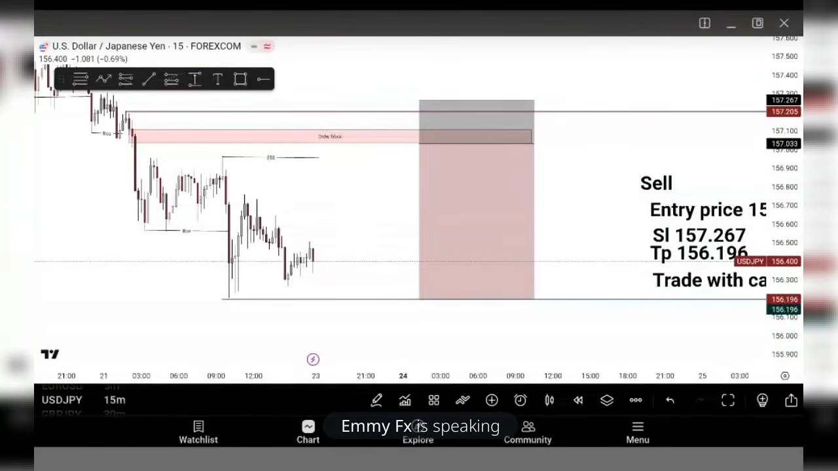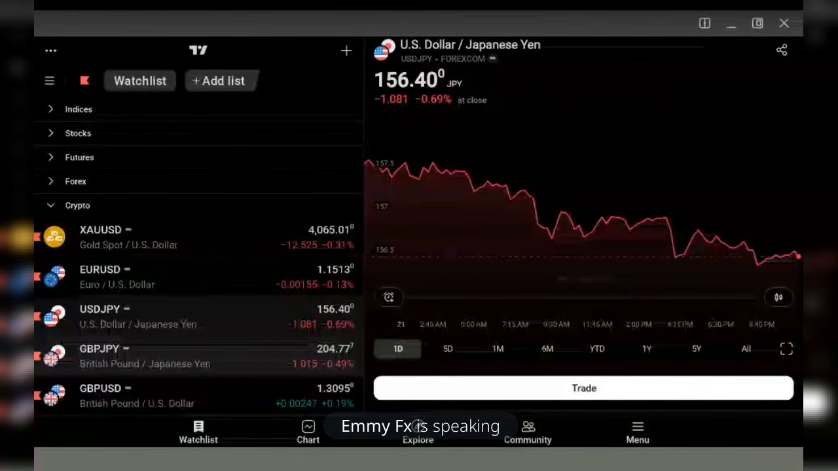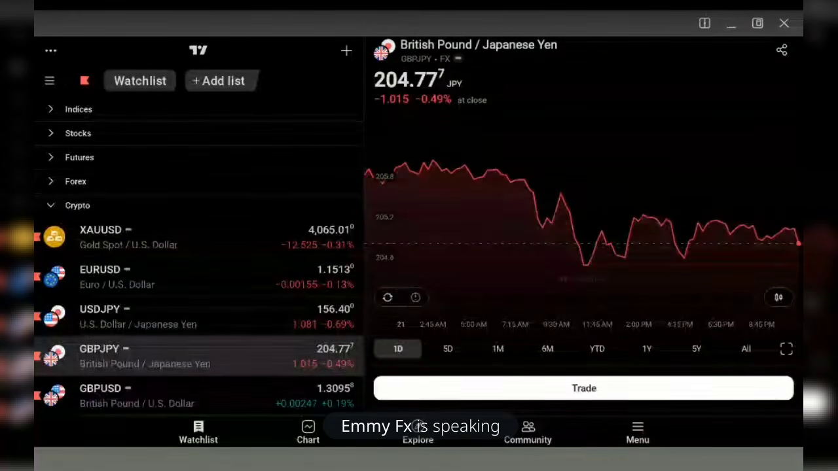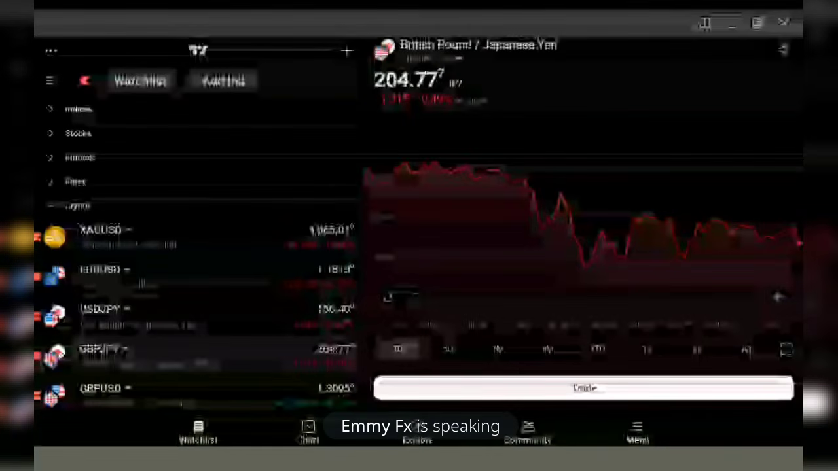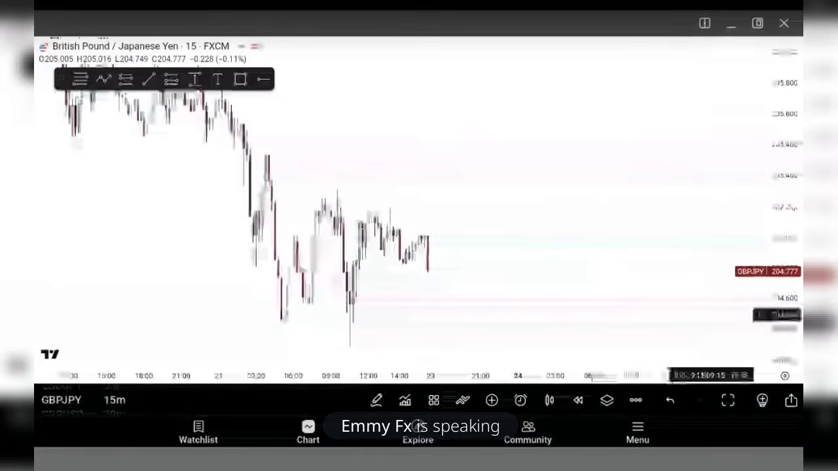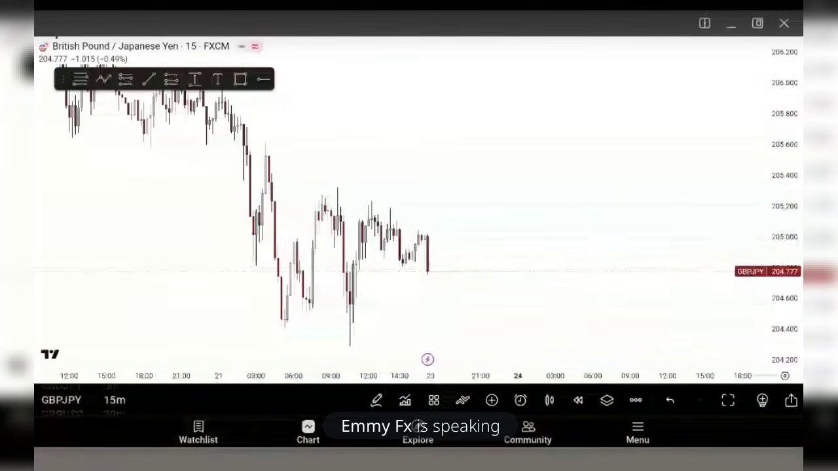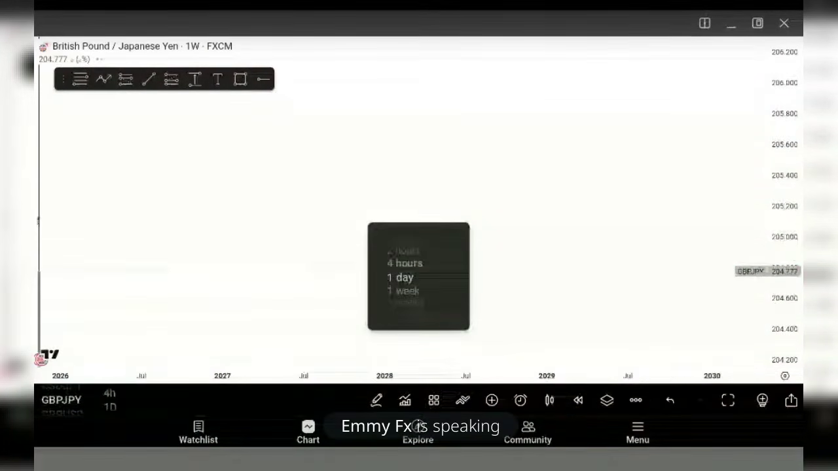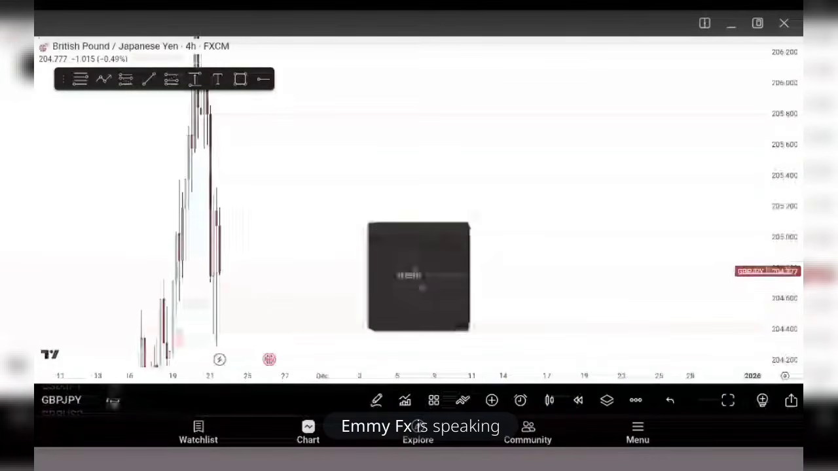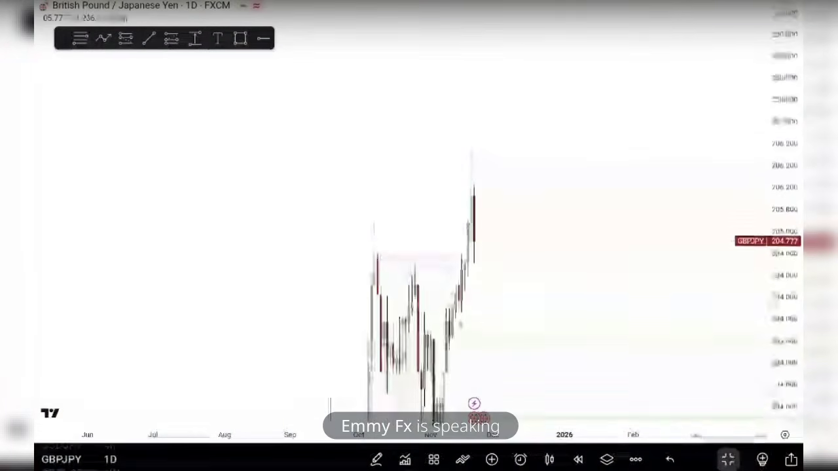All right. The last pair I'm going to analyze before our class goes is GJ. I'm going to analyze GJ before we close this session. All right, let me go to the 1 day time frame.